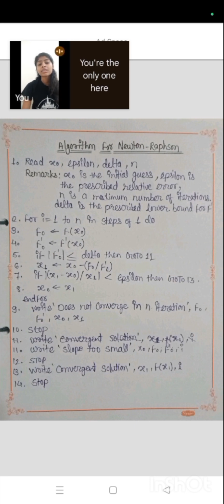And in the next step, if the condition is not true, we write does not converge in n iterations, and print f0, f dash 0, x0 and x1, and stop the algorithm. Okay, so this is the algorithm for the Newton-Raphson method.